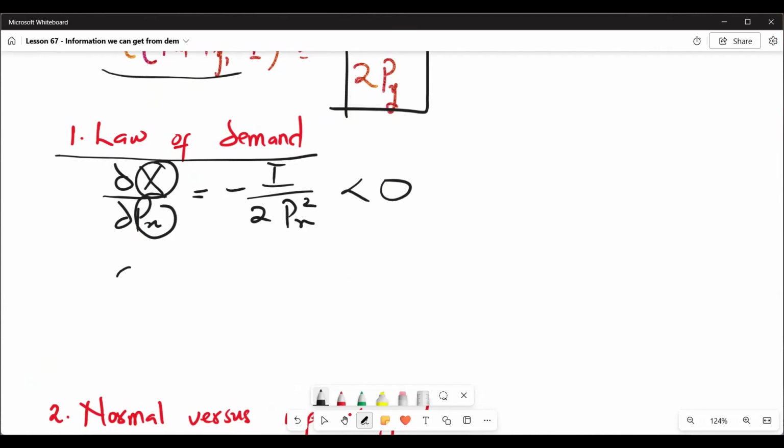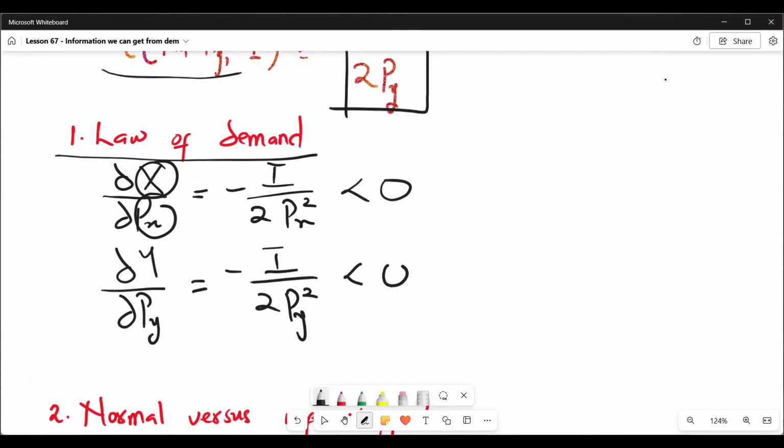So we can do the same for good y by differentiating the demand for good y with respect to the price of good y. And then we're going to have minus I divided by 2py squared, which is also negative, implying a negative relationship between the price of good y and the demand for good y. So this negative relationship means that an increase in the own prices of goods will lead to a decrease in the quantity demanded, and vice versa.